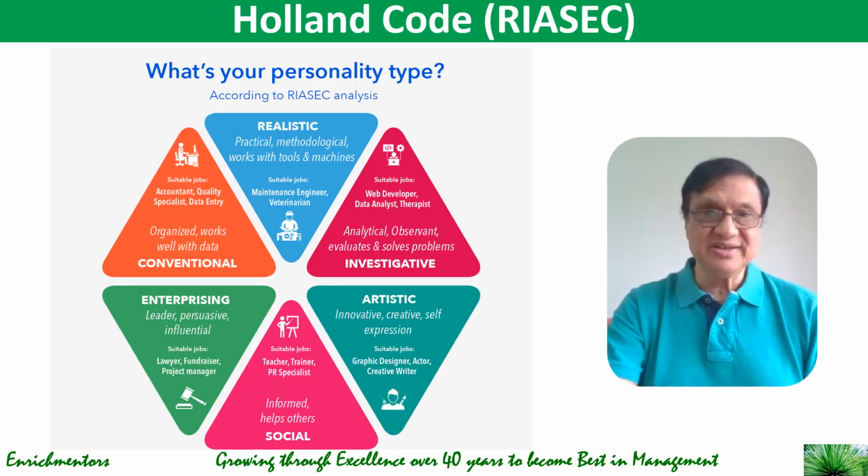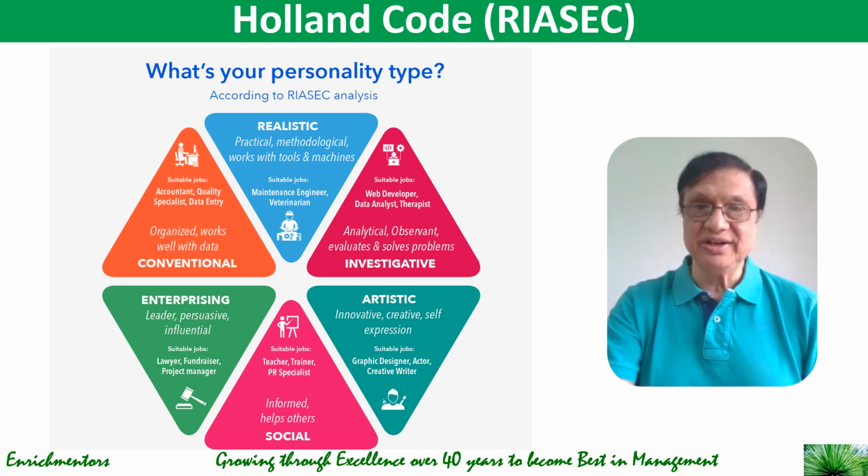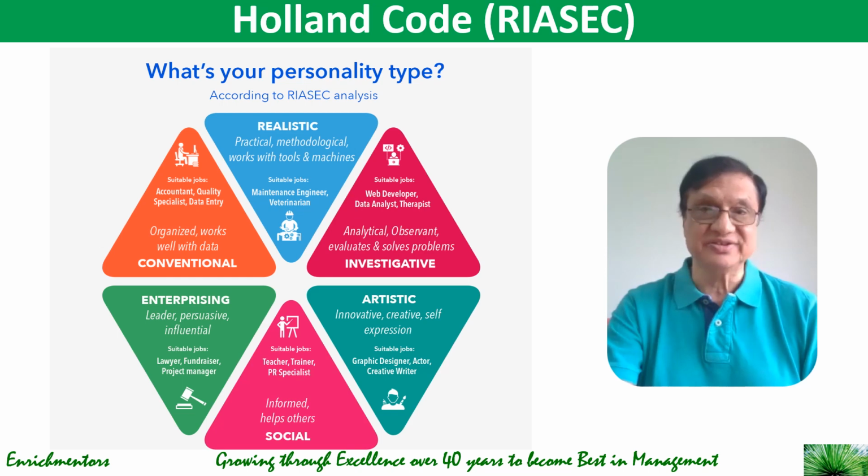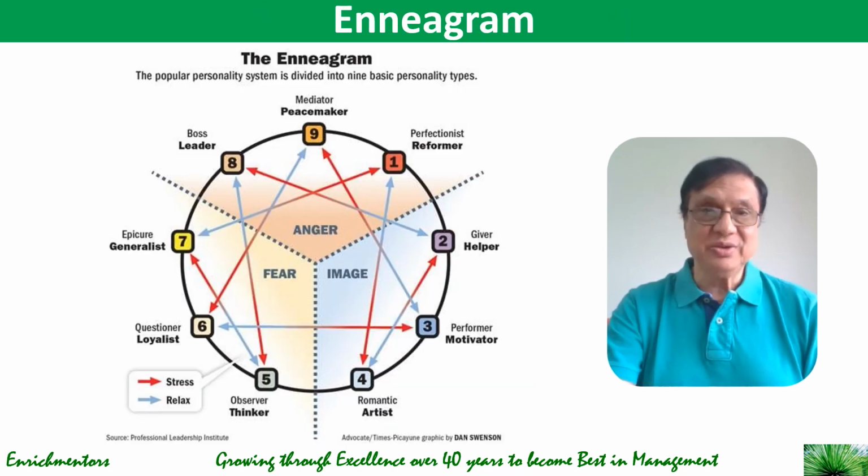Holland Code, RIASEC is another one where you identify career preferences based on 6 personality types: realistic, investigative, artistic, social, enterprising, and conventional. And how it is used is that it matches individuals with the work environments and roles that align with their preferences and strengths. Enneagram is another one which explores personality types based on 9 interconnected types, as you see here, and you can read them, each with its own motivations and fears. This can be used as it offers insights into core motivations and potential areas of personal growth, guiding your career choices that it can align with your Enneagram type.